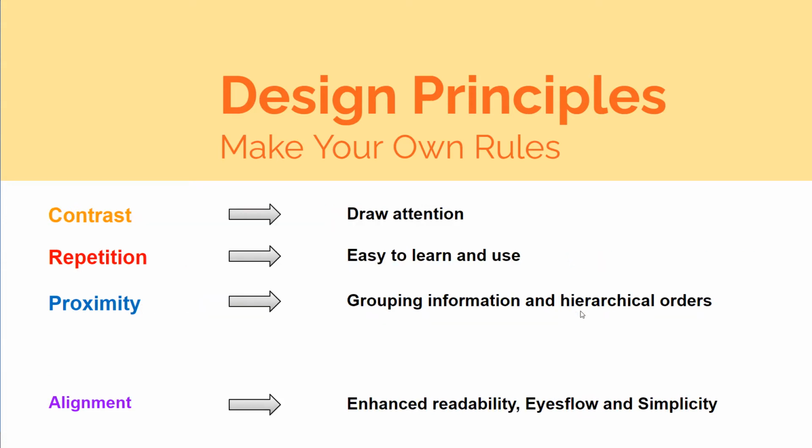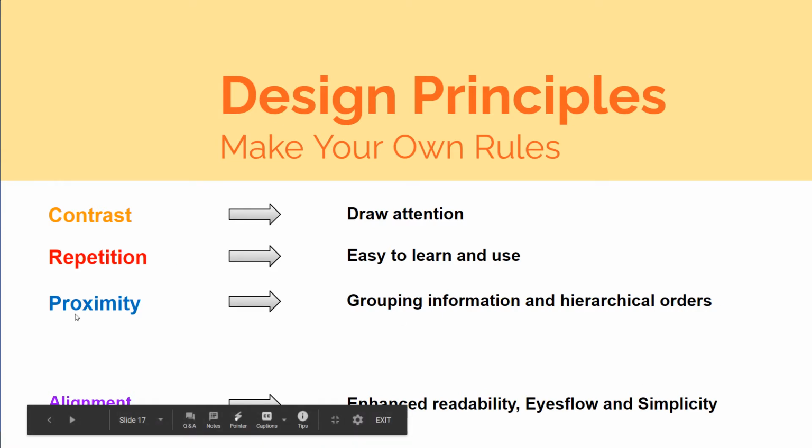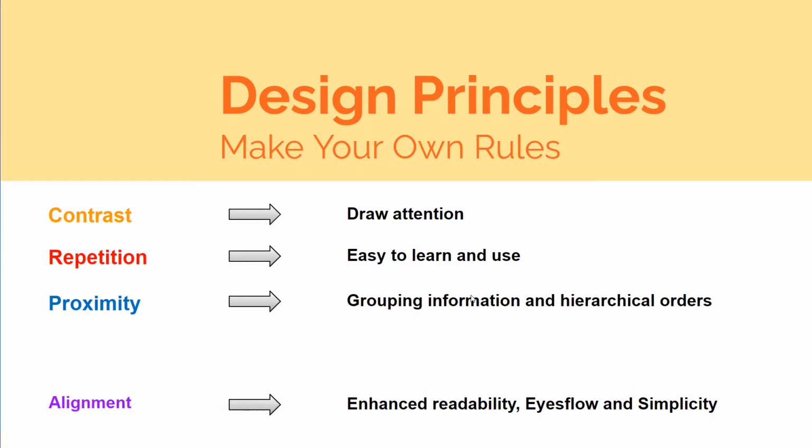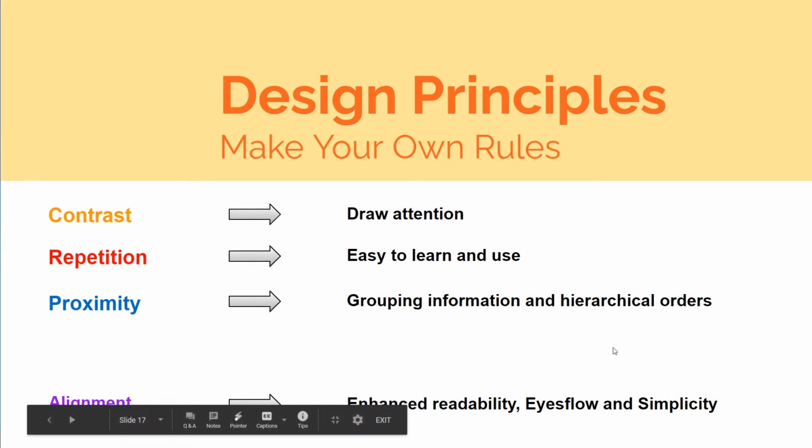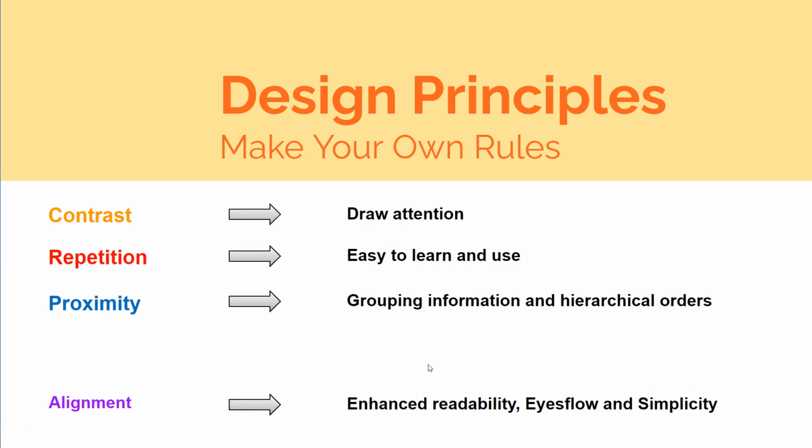So the conclusion is, my principles of design should be: contrast to draw attention, repetition to make it easy to use or easy to learn about the content, and proximity for grouping the information and making everything in order. And then the last one, alignment, to enhance eye flow, readability, and simplicity, something like that. So now instead of many rules, you can remember only 4 rules of design, and then you can follow this function.